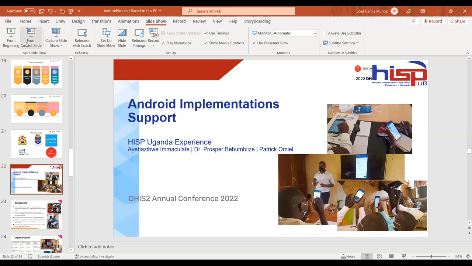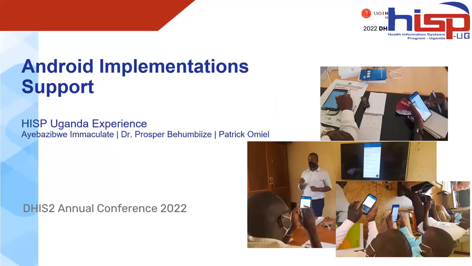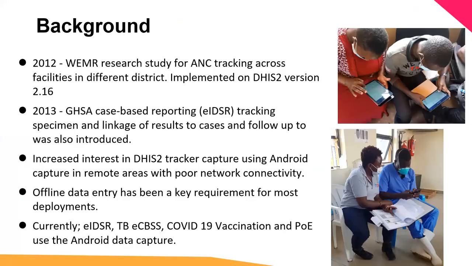Okay, so we have, I would say, a much longer history in terms of our implementation. It starts way back, could be 10 years ago, in 2012, when we had the first Android implementation. And this was for an MCH project that was interested in tracking ANC mothers across districts. That was the first, and that used version 2.16.